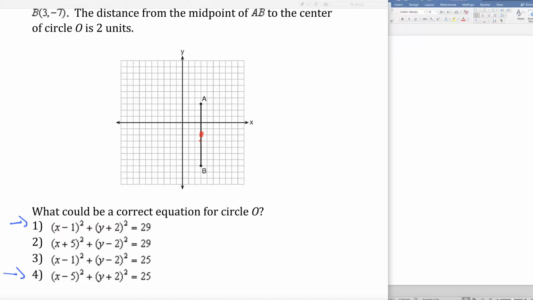AB is a chord, so AB has to be in the circle. So I would imagine... Okay, so what are our two options? Let's write them out. We have the point 5, negative 2, this point here. So it has to be 1, not 4. And we have this one here, 1, negative 2 right here. So they're both the same.